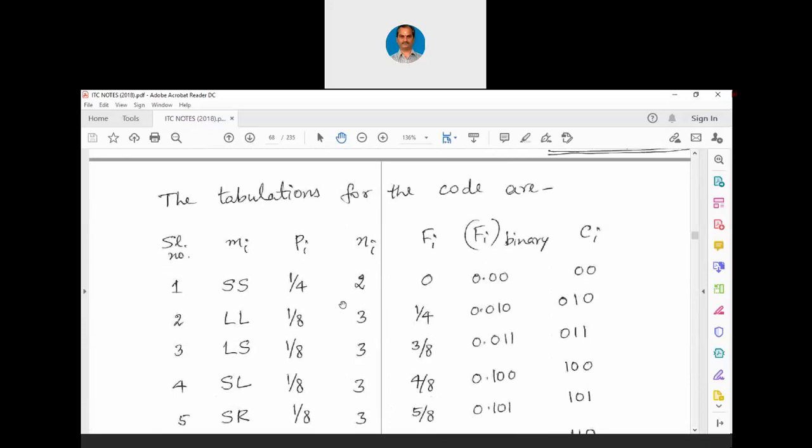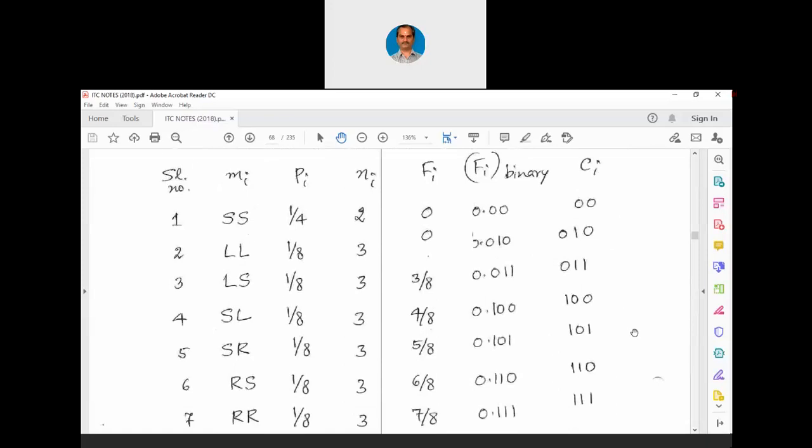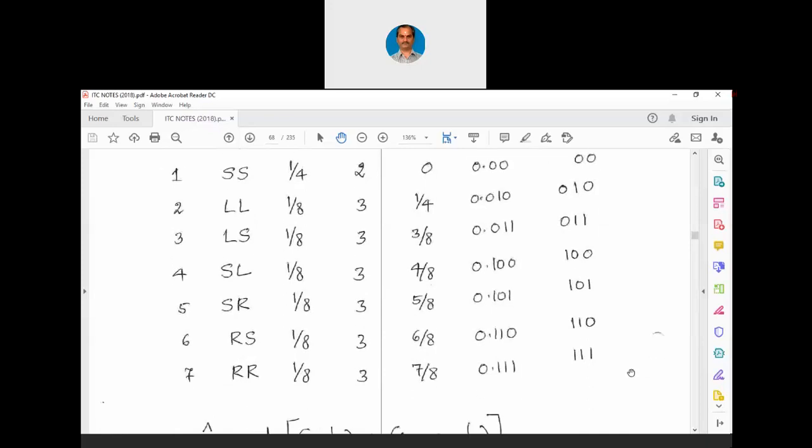Now there can be tabulation for the code. Based on the probability, we are going to apply Shannon's algorithm. We are going to find the fraction, convert the fraction into binary, and from the binary word we are going to get the code word. It is already solved here. You can see for SS it is 0 0, because SS is occurring with highest probability, and all other sequences occur with equal probability, and we will have 0 1 0, 0 1 1, 1 0 0, 1 0 1, 1 1 0 and 1 1 1. This is the final Shannon's code for the given exercise.